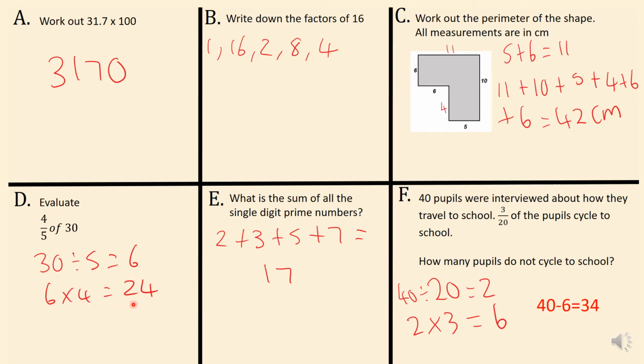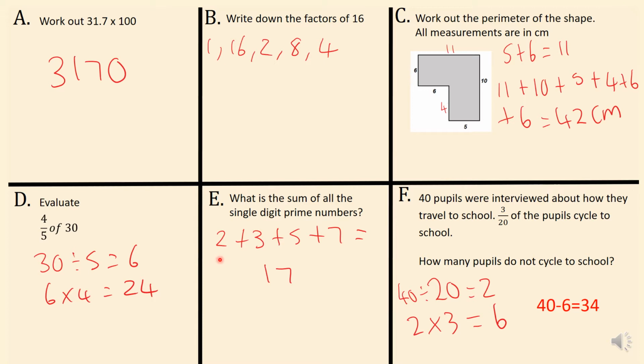Question E, what is the sum of all single-digit prime numbers? So first of all, you need to list the single-digit prime numbers and make sure one is not prime, because one doesn't have two factors, and prime numbers are those numbers that have only two factors. So that's why one is not prime.